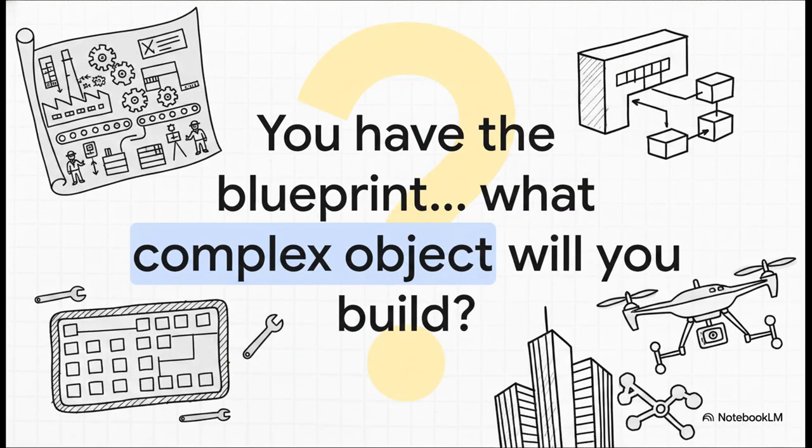So there you have it. We've laid out the entire blueprint, from the factory foreman all the way down to the individual assembly stations, and we've even looked at a more modern alternative. You now have the tools to go back and tackle that crazy 15-field struct with total confidence. So the only question left is, what complex object are you going to build first?